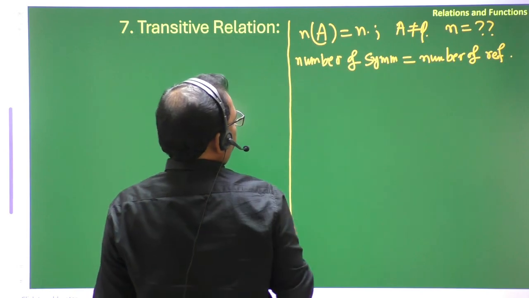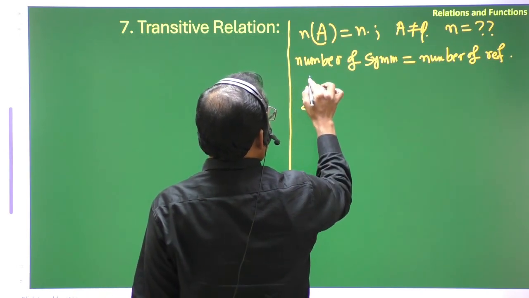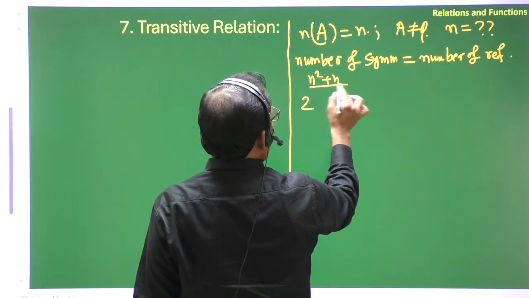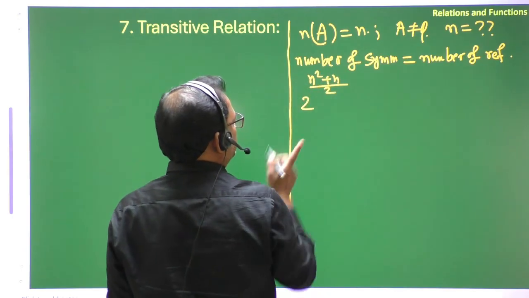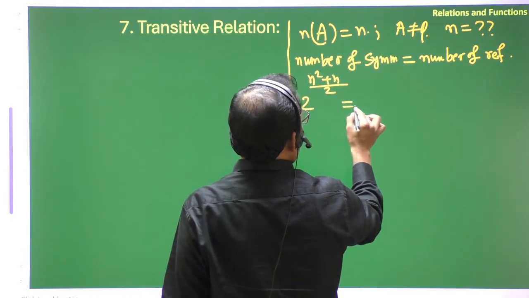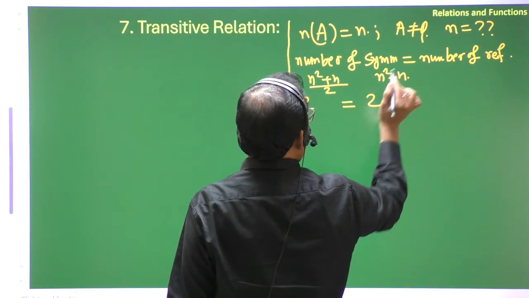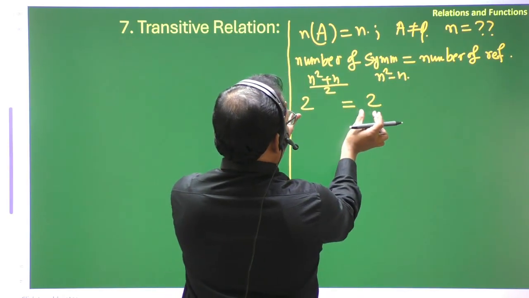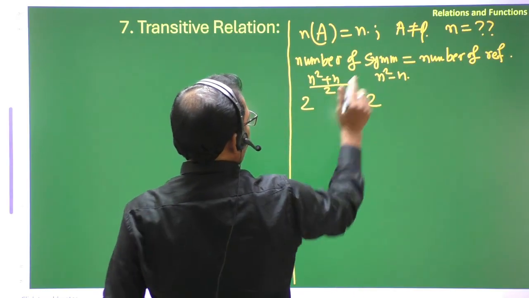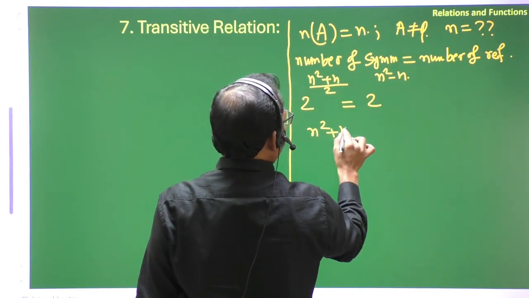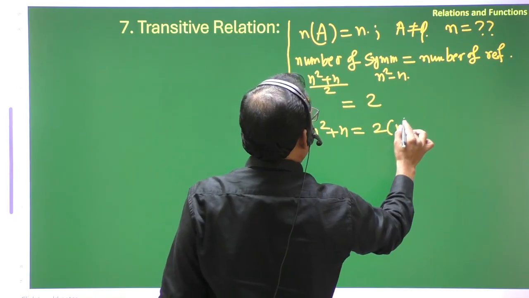We know the number of symmetric relations is 2 to the power (n square plus n) by 2. This is the total number of symmetric relations defined on A. And the number of reflexive relations is 2 to the power (n square minus n). If both are equal, since the bases are the same, the powers should be equal. So (n square plus n) is equal to 2 times (n square minus n).